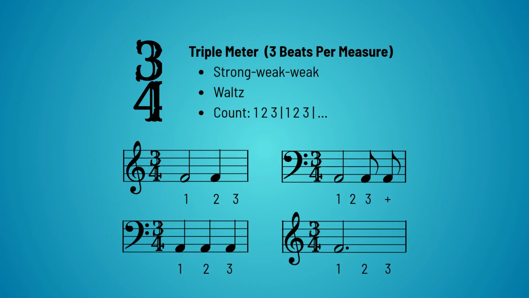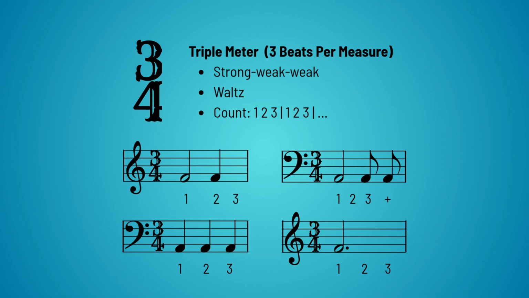In 3/4 time, there are three main beats. Each beat divides into two equal eighth notes. The grouping is 1 and 2 and 3 and. We feel three main pulses: 1, 2, 3. The usual accent pattern is strong, weak, weak.